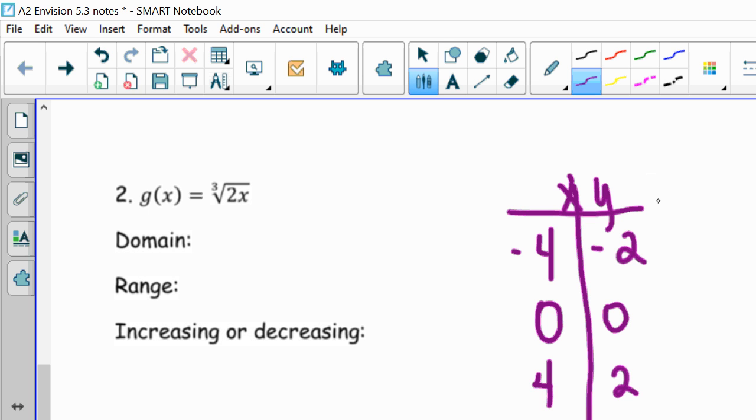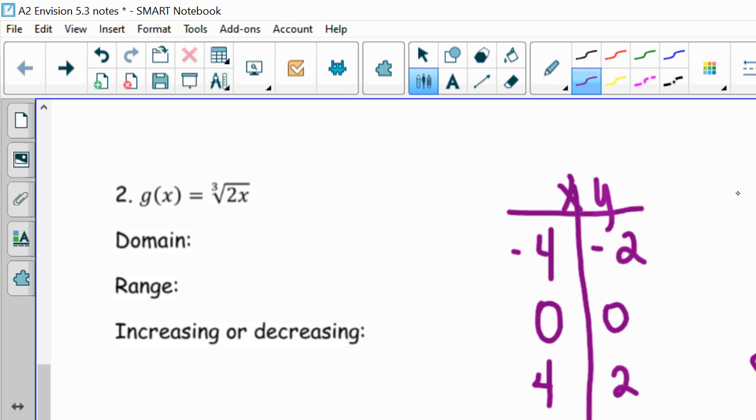Negative 4, negative 2. The cube root is going to look kind of like a long, stretched out S on its side. That 0, 0 is the turning point.